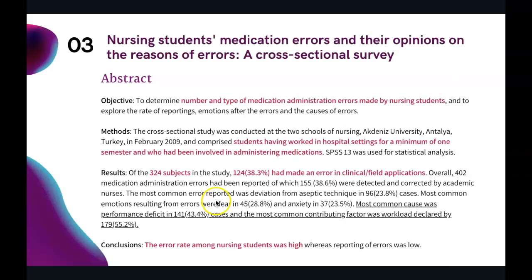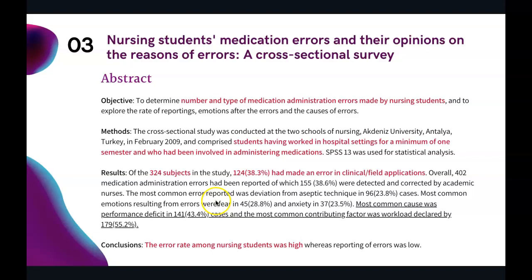Research number 3 is closely related to you as a nursing student. Nursing student medication errors and their opinions on the reason of errors, a cross-sectional survey. The objective of this study is to determine the number and type of medication administration errors made by nursing students. We will concentrate on this objective only. Method: the cross-sectional study was conducted at 2 schools of nursing, comprising students who had worked in a hospital setting for a minimum of 1 semester and who had been involved in administering medication. What is the result?